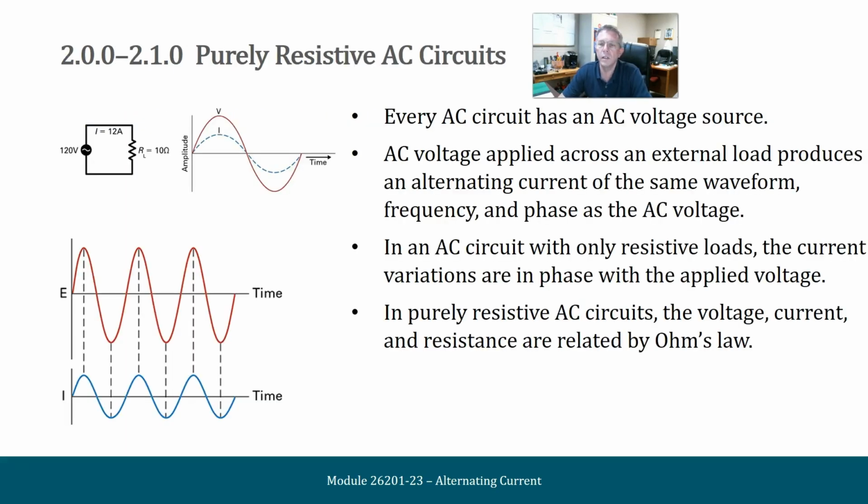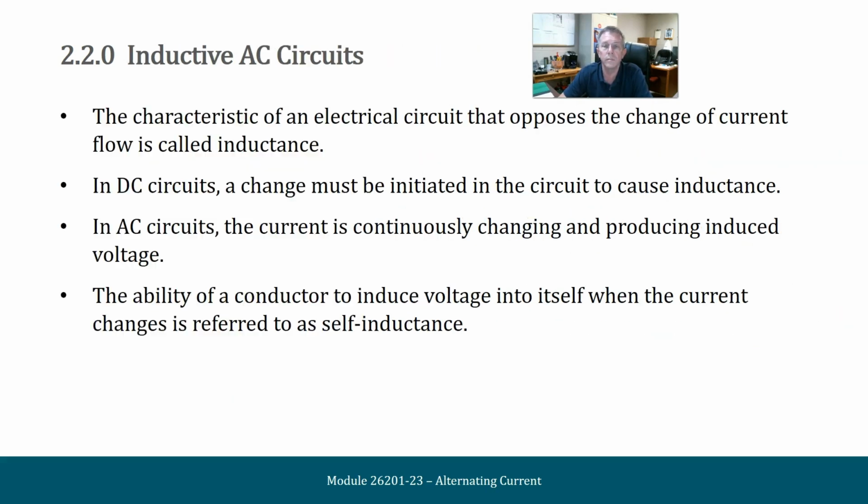Purely resistive AC circuits. Every AC circuit has an AC voltage source. AC voltage applied across an external load produces an alternating current of the same waveform, frequency, and phase as the AC voltage. In an AC circuit with only purely resistive loads, the current variations are in phase with the applied voltage. In purely resistive AC circuits, the voltage, current, and resistance are related by Ohm's law.